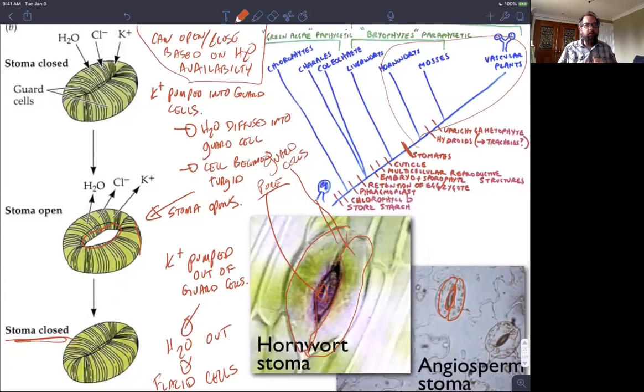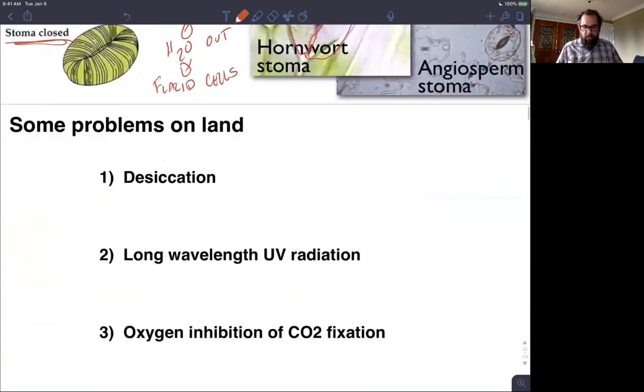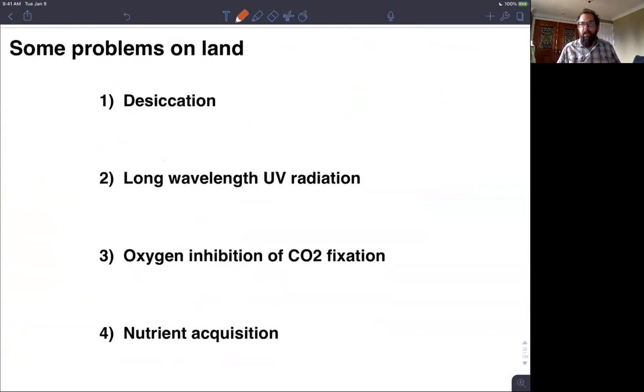Okay, hopefully that makes good sense. And so this is a big innovation, because now this allows these lineages, hornworts, mosses, and all the vascular plants to actually move out of the wettest environments and start to live in drier environments. Okay, so let's talk about what are some of the problems that we have on land. There are a number of problems, right, when we move on to land.